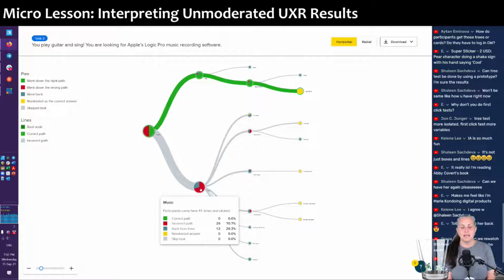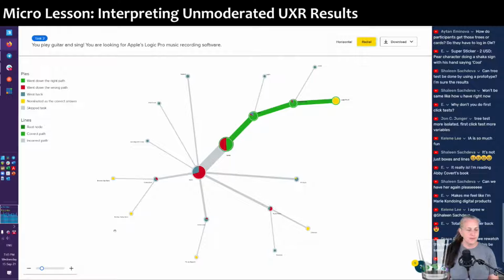But to me, that doesn't make sense because to me, Logic Pro is a Mac application for recording music and making music. I would think of it in music, but for whatever reason, that's not where Apple put it. And we've got 29 people who went down this path, 12 doubled back, a bunch of people nominated stuff here as their answer.